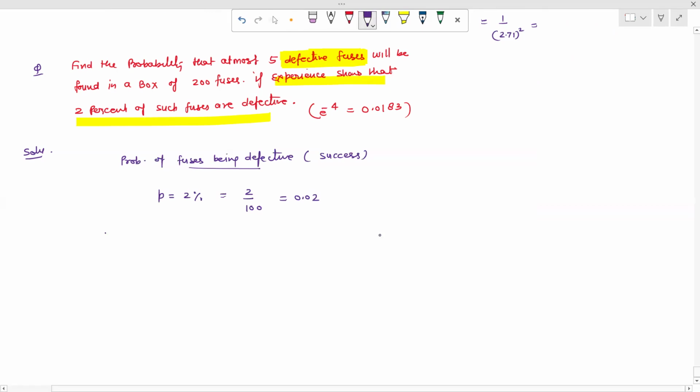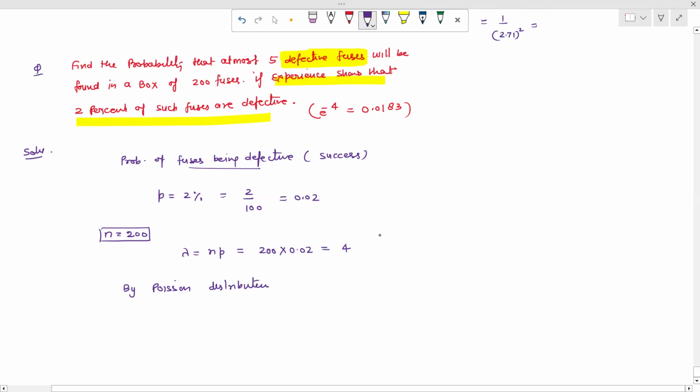Now, what is n? n is equal to 200, meaning the number of fuses in the box is 200. Now, when we have n and p, we can calculate the parameter lambda. Lambda can be calculated as np, so 200 into 0.02. This gives us 4. So lambda is equal to 4. Now, by the Poisson distribution, we write down the Poisson distribution.